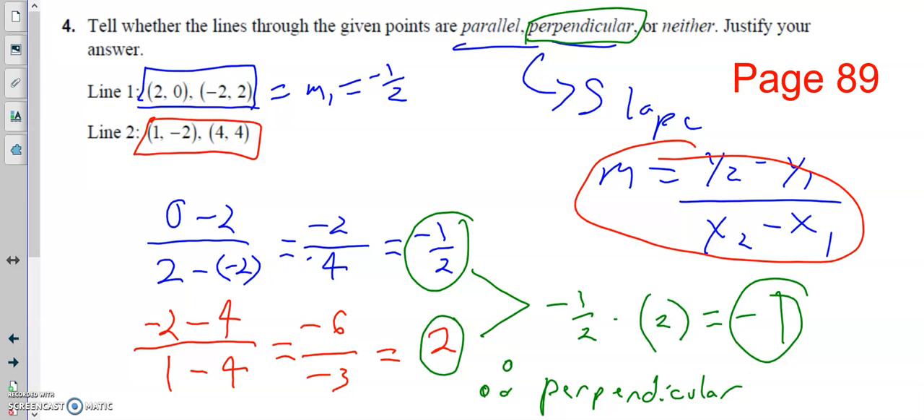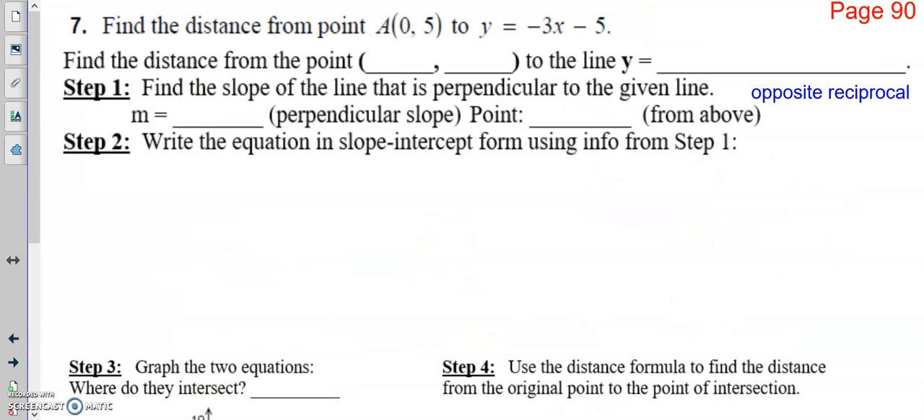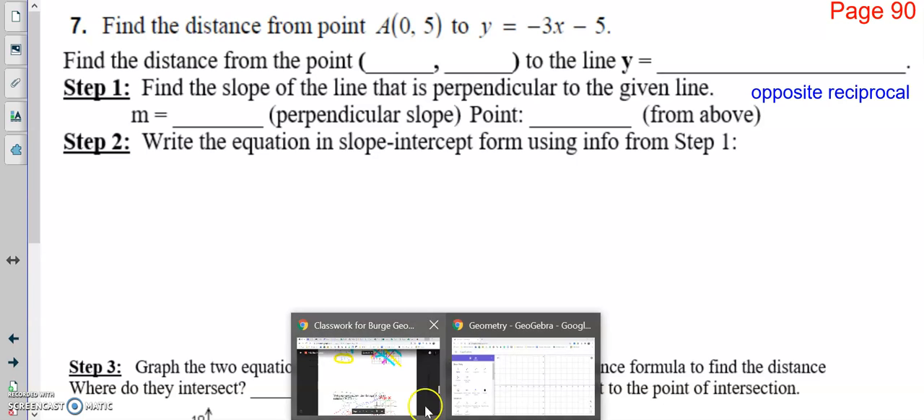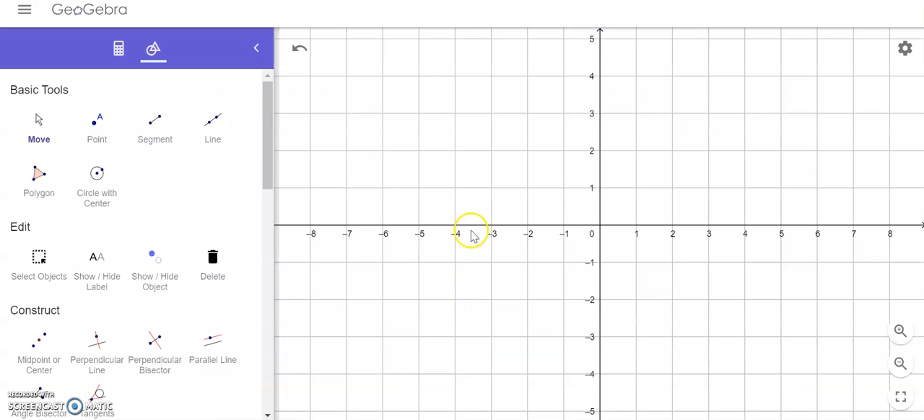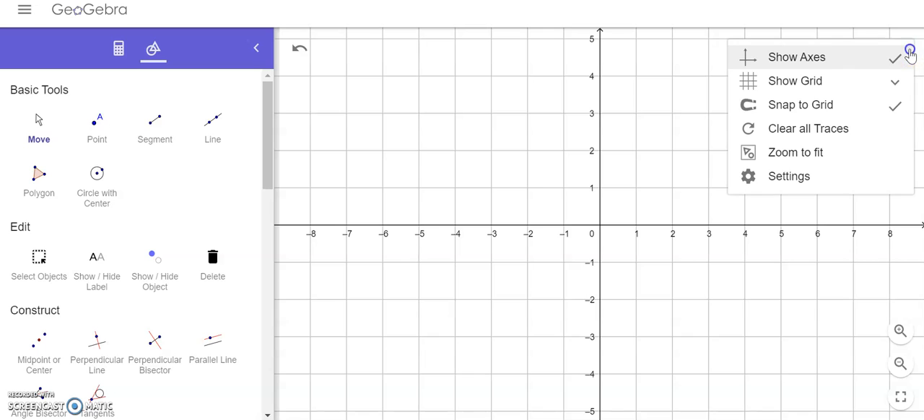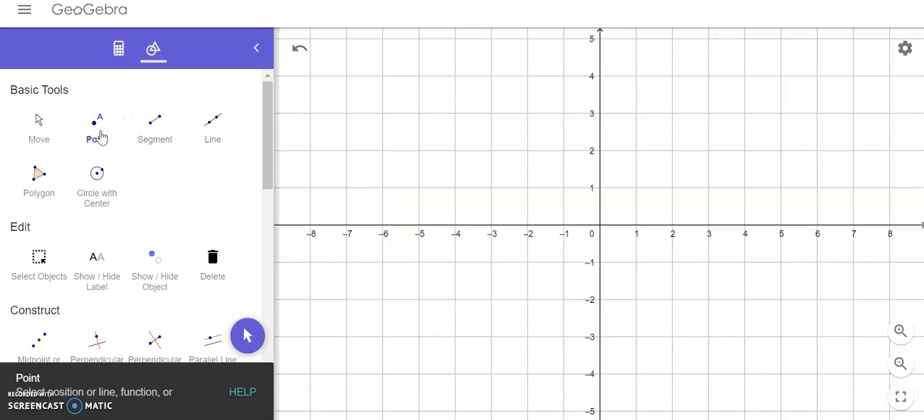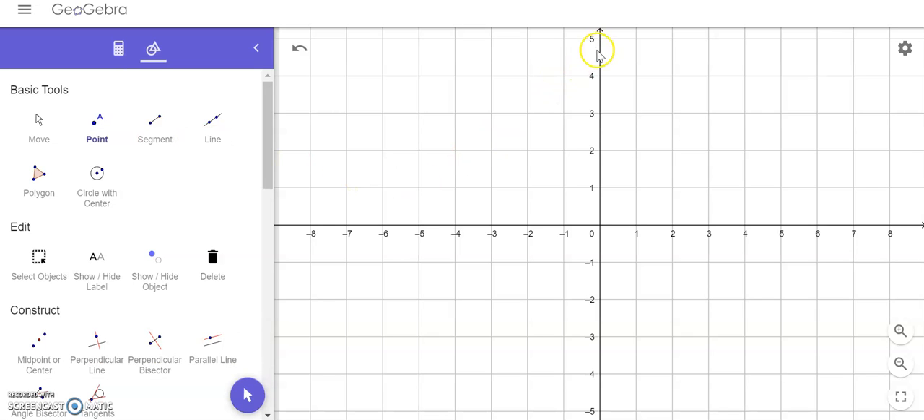Okay, so we're going to employ that here on page 90. On example 7, we're finding the distance from point A to y equals negative 3x minus 5. When we're thinking about this, let's go ahead and look at our decimals. I made sure I went over to my settings and turned on my axes and my grid. Next I want to graph that point. In example 7 on page 90, our point is 0, 5. So I can graph that right there as a point.